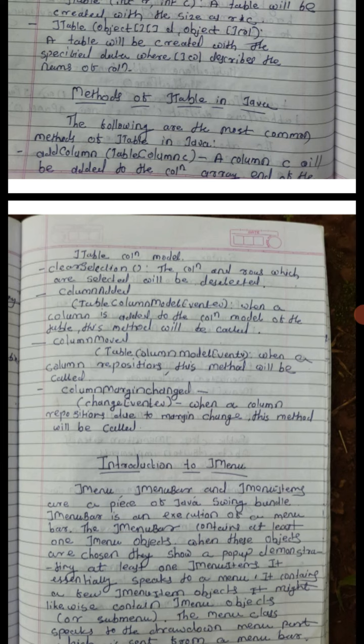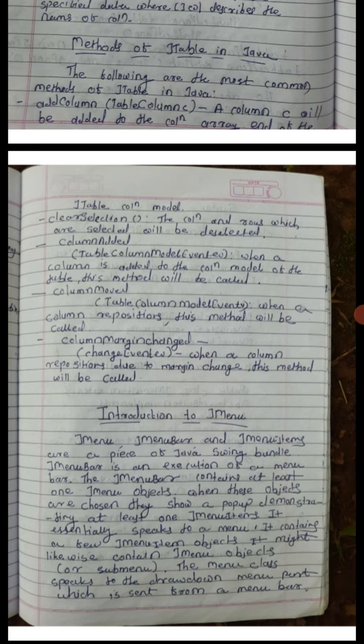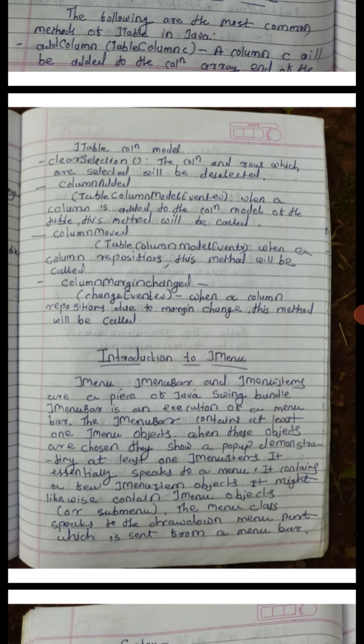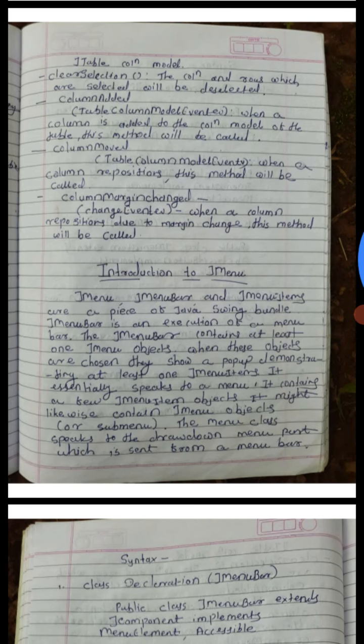Then clearSelection(): the columns and rows which are selected will be deselected. Then columnAdded(TableColumnModelEvent e): when a column is added to the column model of the table, this method will be called. Then columnMoved(TableColumnModelEvent e): when a column is repositioned, this method will be called.